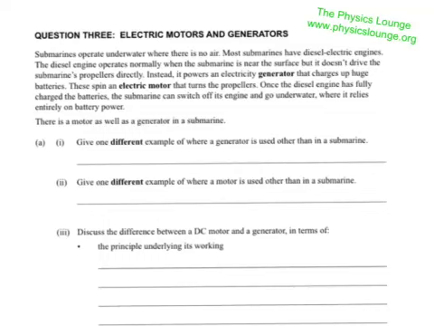Question 3 from the 2010 electricity paper for Level 2 Physics. Electric motors and generators: submarines operate underwater where there is no air, in case you didn't know that. Most submarines have diesel-electric engines.